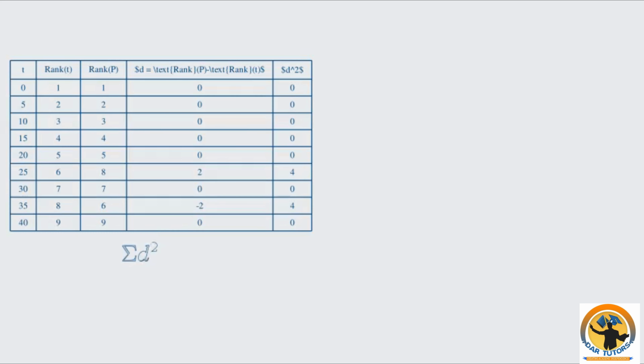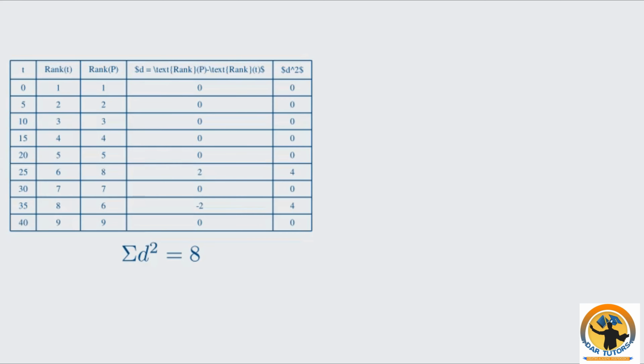First, we calculate the differences D and their squares, D². For the first point, D equals 1 minus 1, which equals 0. For the second, D equals 2 minus 2, which equals 0. We continue this for all 9 points. Notice the largest differences occur where the raw population data started to level off or fluctuate. The sum of the squared differences, ΣD², is 8.